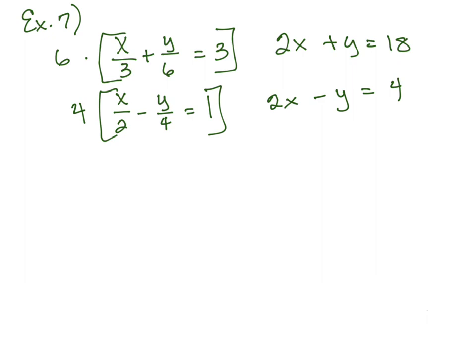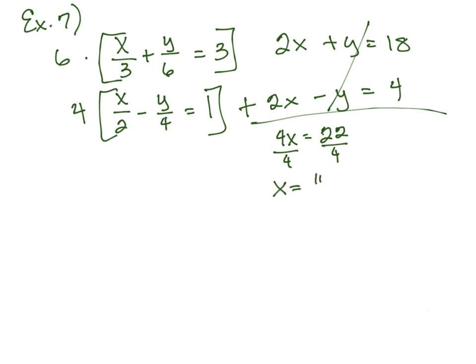Now we need the same number but opposite signs. Wait, why? We got it in y. Good. So this is trying to get you to see and think, right? I don't need to multiply by -1 to make my x's cancel, because in this setup, my y's cancel. So 4x equals 22? And x is, if you reduce that down, it's 11 halves.